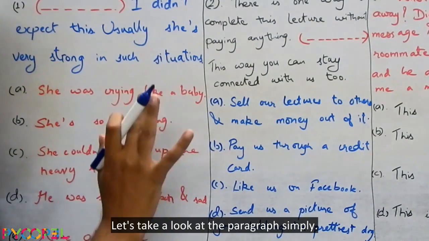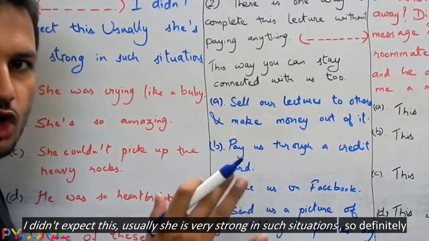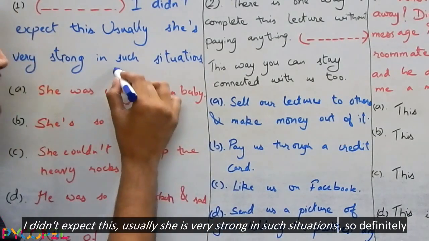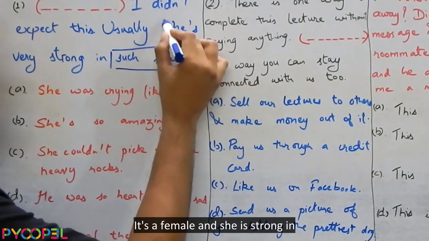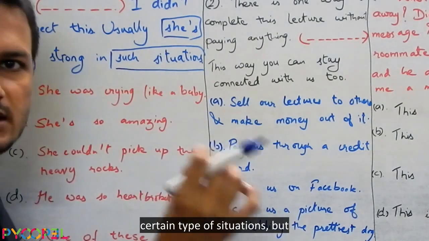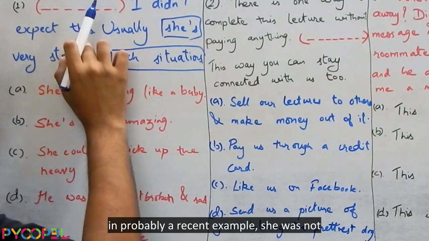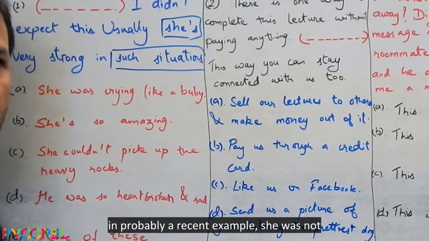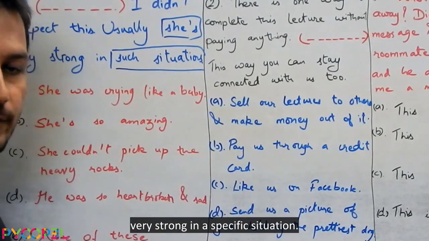Let's take a look at the paragraph simply. "I didn't expect this. Usually she's very strong in such situations." So definitely we're talking of a person. It's a female and she's strong in certain types of situations. But in probably a recent example, she was not very strong in a specific situation.